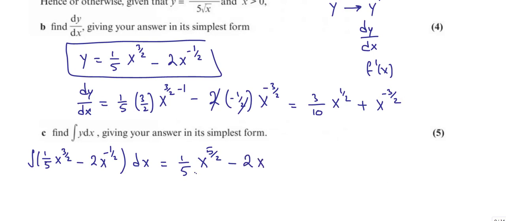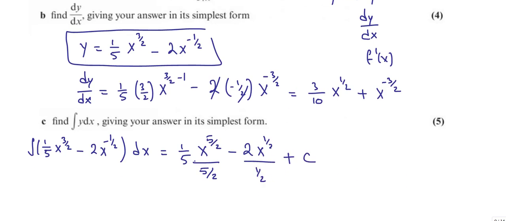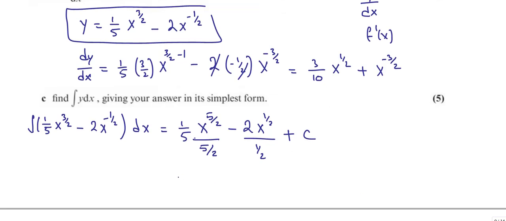Here I didn't divide by the power. Let's be careful. Divide by 5 over 2. Add 1 to the power. Divide by the new power. Add 1 to the power. Divide by the new power. Plus c. Don't forget c. When you integrate, you add c.